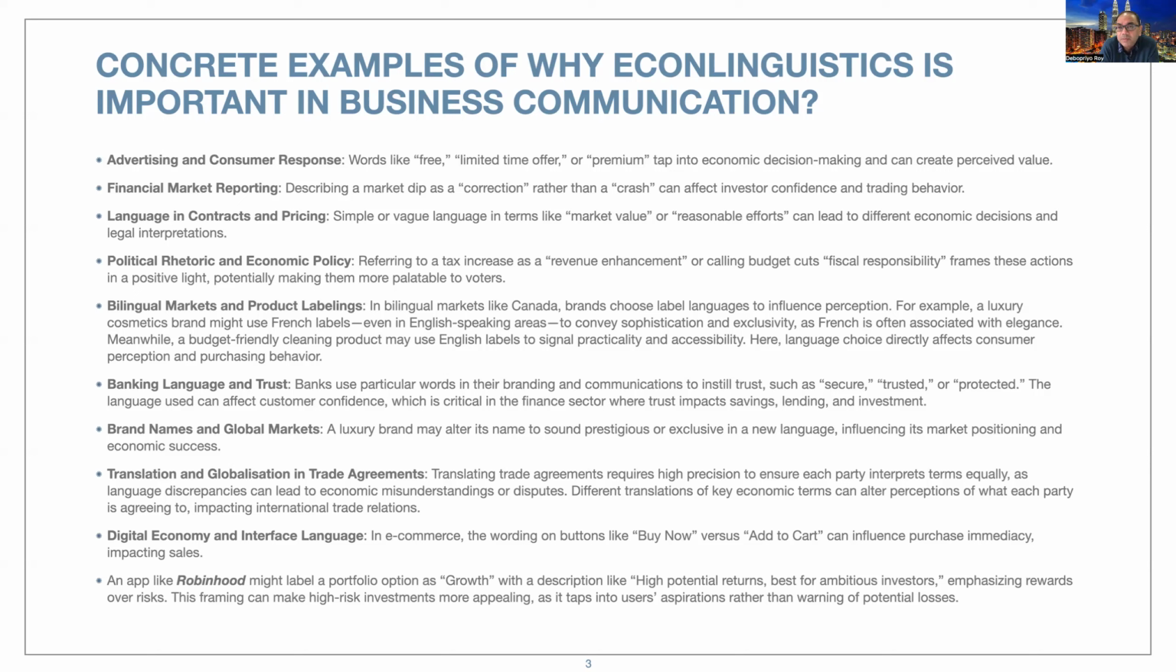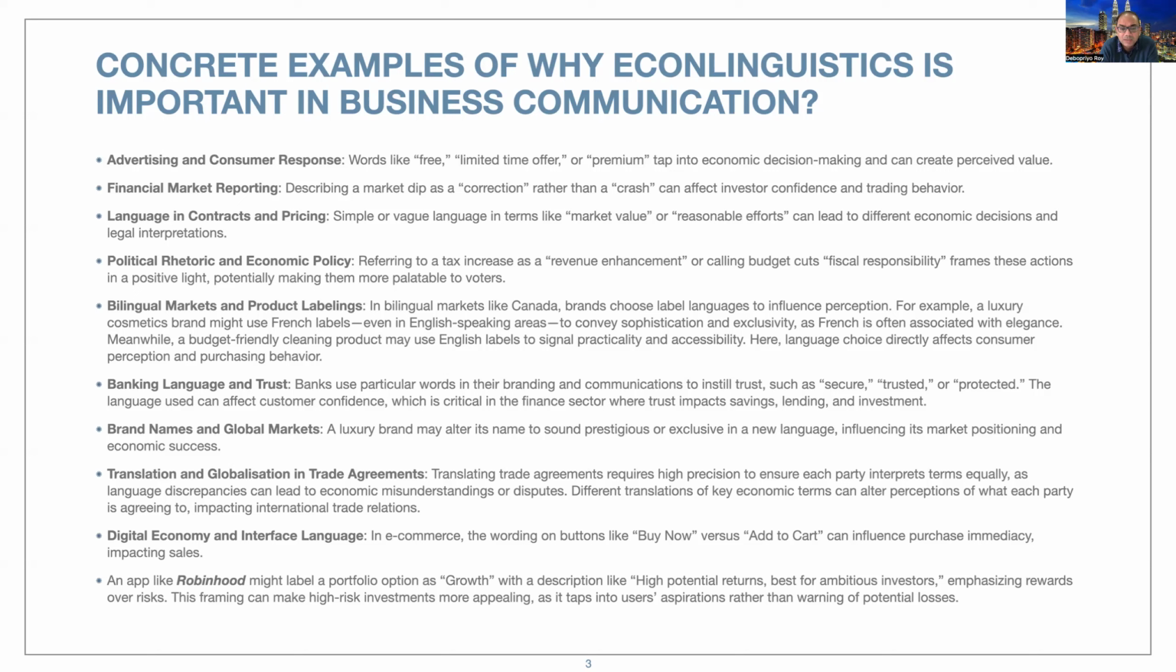So we see loan agreements, we see credit card statements, we see any other kinds of agreement that happens in the market between two buyers, like export agreements, import agreements, export licensing, import licensing kinds of things. Simple or vague language in terms of market value or reasonable efforts can lead to economic decisions and legal interpretations. And we need clarity on that, and we don't have enough clarity. So that's where econ linguistics comes in.